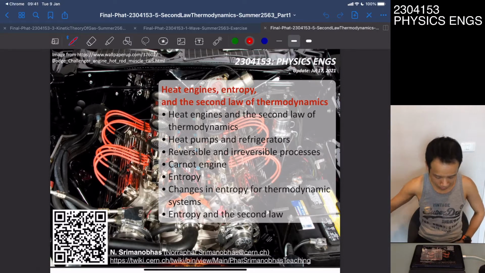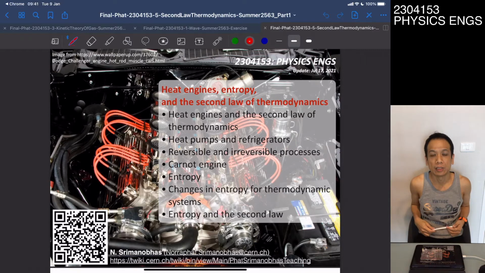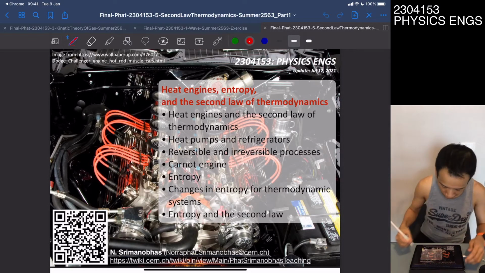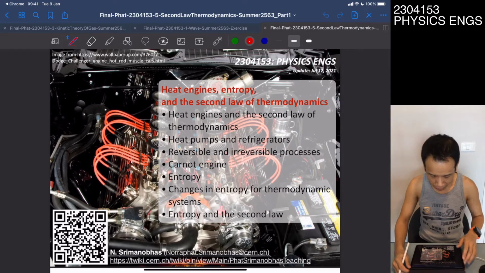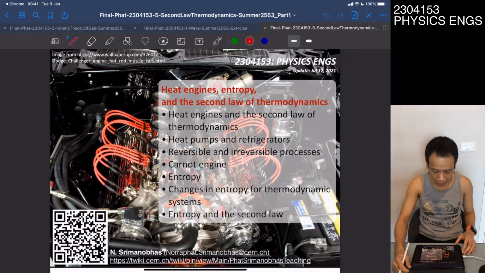Okay, so this topic is going to be the last topic for this semester. We are talking about heat engines, the second law of thermodynamics, and the concept of entropy. So in this chapter, we're talking about heat engines, the second law of thermodynamics, heat pumps, and refrigerators, reversible and irreversible processes, the Carnot engine, entropy, and change of entropy in thermodynamic systems, and finally the entropy and the second law.